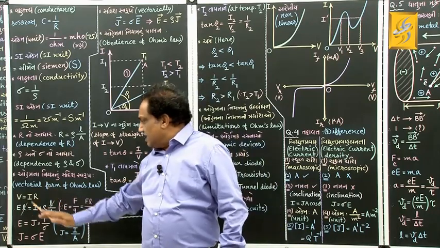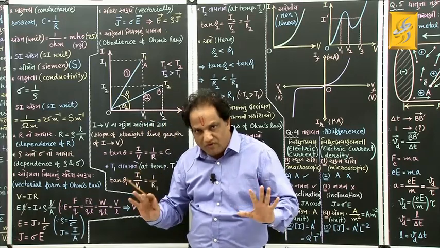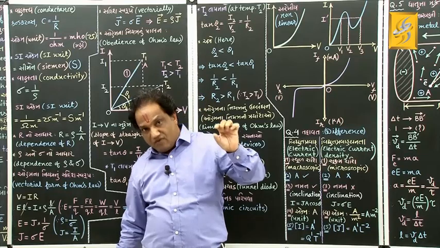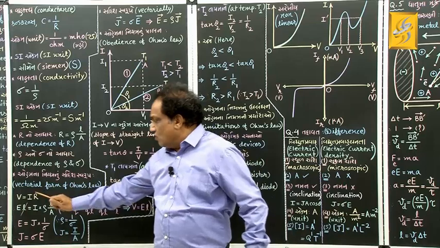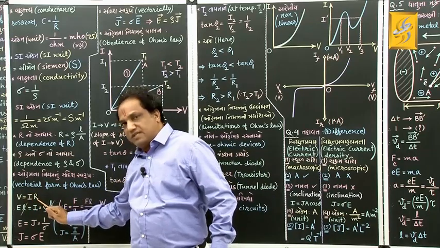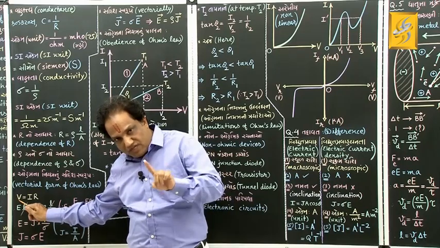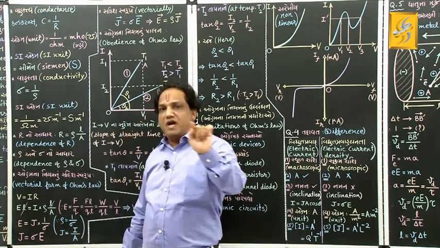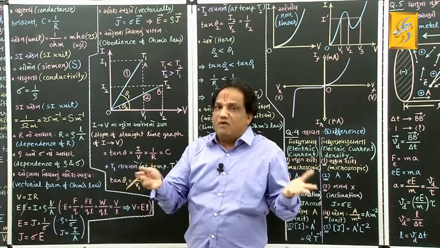Now let us see the vectorial form of Ohm's law. Last time we had seen the scalar form, and that form was V equals IR. Voltage equals current into resistance. Correct? This you can call potential difference also, potential difference or voltage. It is current into resistance. V equals IR is the scalar form of Ohm's law. What about the vectorial form? I am showing you.